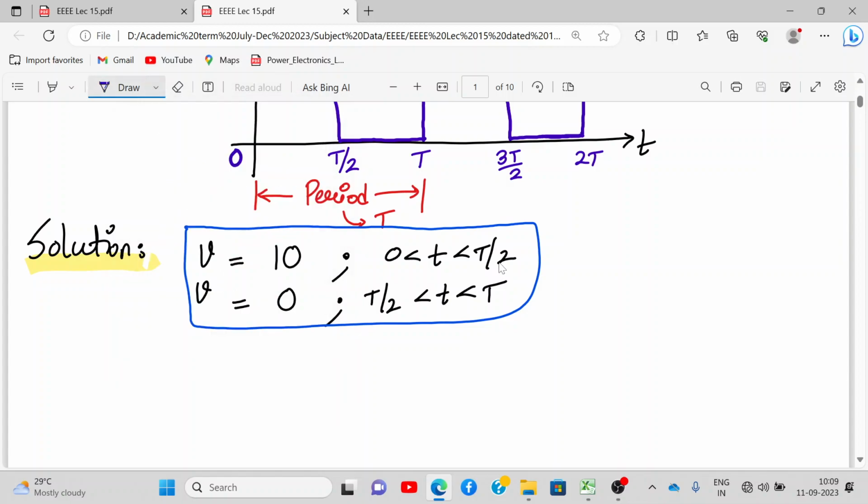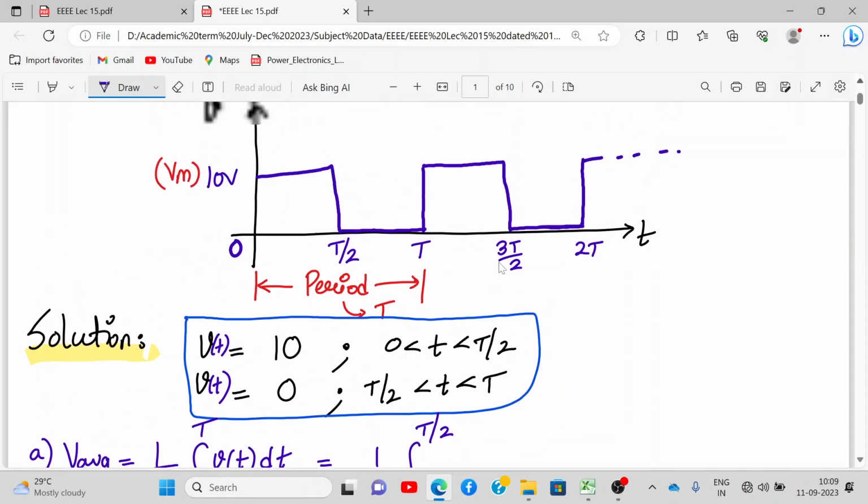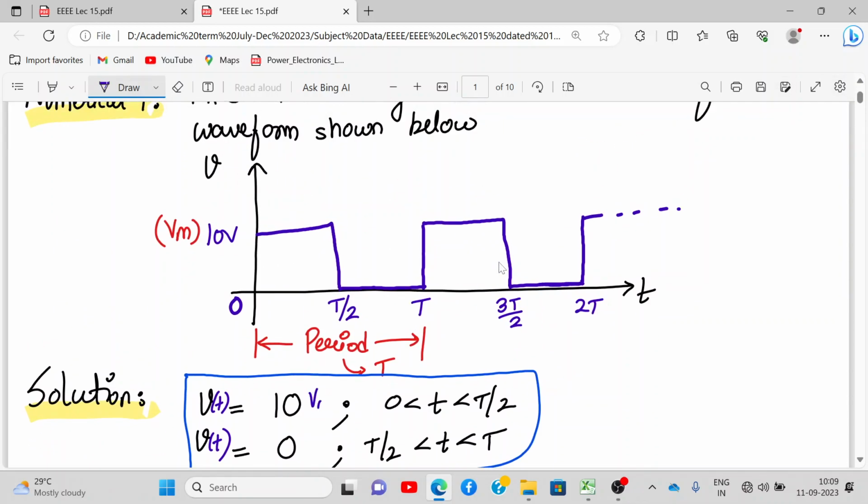So let's start with V average first. What is the V average formula? 1 by T integral 0 to T V of T dt. This is actually a function of time, V of T. So this will be 1 by T. Do we need to go 0 to T? No, because from T by 2 to T it's 0. So we can go from 0 to T by 2. If we consider this 10 volt as Vm, let's consider this as Vm.